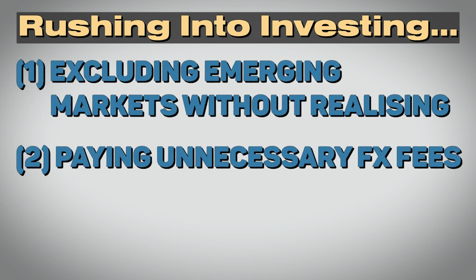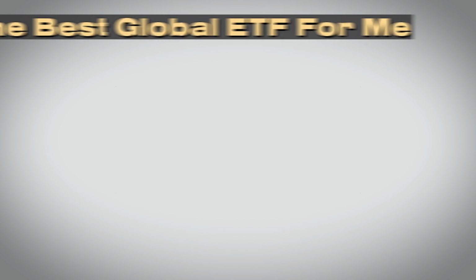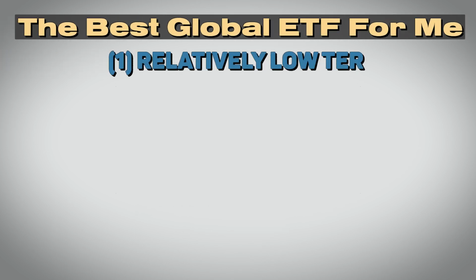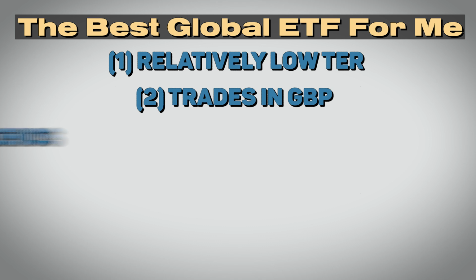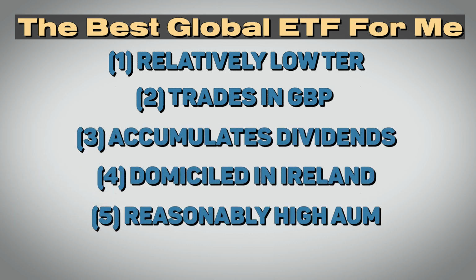They may not have considered trading currency and been paying FX fees, or they may have picked a distributing ETF when accumulation actually suits them better. The list goes on. For me personally, the best global ETF to hold in my ISA is one that has a relatively low TER, trades in GBP, accumulates dividends, domiciled in Ireland, has a reasonably high AUM, and a favourable bid-offer spread.